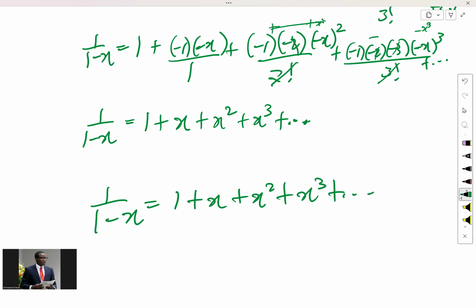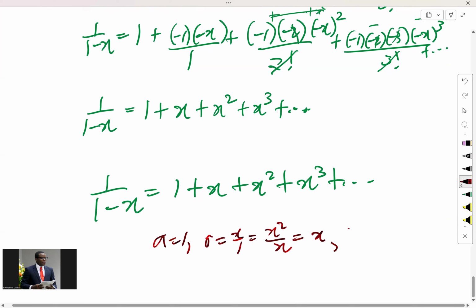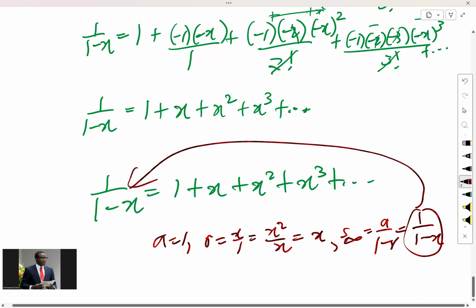So this is a very typical geometric progression, right? So I think I did this previously. So you have the first term to be a. I mean, the first term a is 1. The common ratio is x over 1 or x squared over x, and that is simply x. So if you want to take sum to infinity, it is a over 1 minus r. So our a here is 1, then 1 minus r. Our r here is x. So you see, we get this back. Where we are coming from, we get it back. So this is just by the way.